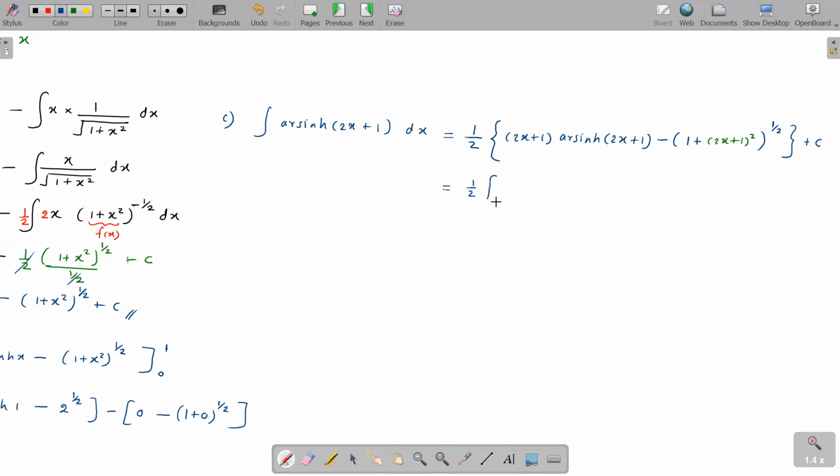So half times 2x plus 1. We can simplify it a little bit. 2x plus 1 whole thing squared is 4x squared plus 4x plus 1, and the other plus 1 gives you plus 2. We can leave it at this point. We can't simplify any further. So you can leave it like this. So this is the answer for part C.